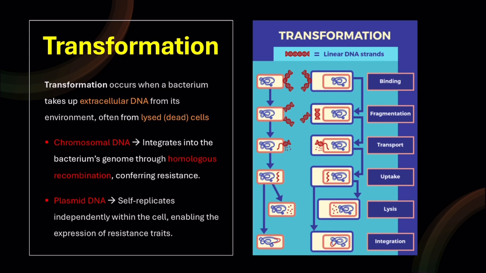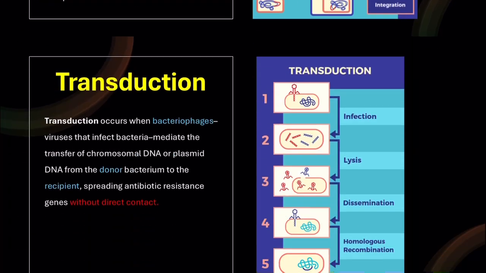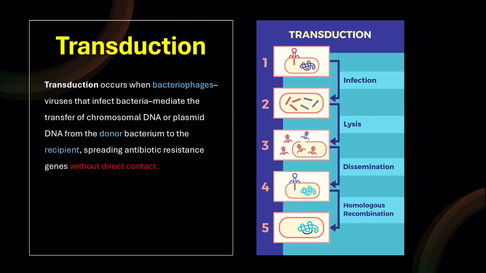This DNA containing antibiotic resistance genes can be either chromosomal DNA, which integrates into the bacterium's genome through homologous recombination, or it can be plasmid DNA, which self-replicates independently within the cell, enabling the expression of resistance traits. Transduction occurs when bacteriophages, viruses that infect bacteria, mediate the transfer of chromosomal or plasmid DNA from the donor bacterium to the recipient, spreading antibiotic-resistant genes without direct contact.